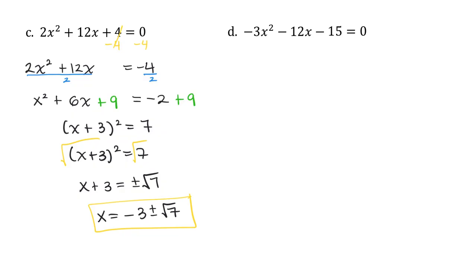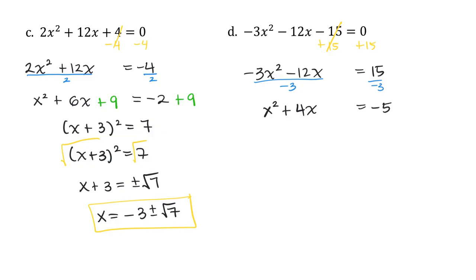Okay, let's try D. D is similar. I want to complete the square. First thing I notice is the 15's in the way, so let me add the 15 to the other side. Okay, now this is better, but to complete the square, I want this to be an x squared, and this negative 3, I don't want that there. So let's divide everything by negative 3. And watch your sign. So this is going to be x squared. Negative 12x divided by negative 3 is going to be positive 12 divided by 3, 4x. And then 15 divided by 3 is negative 5.